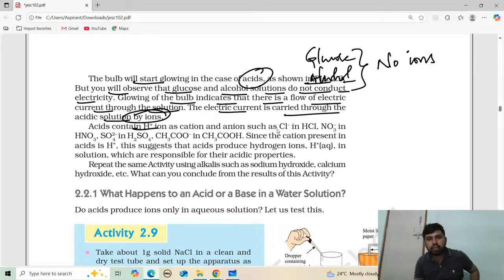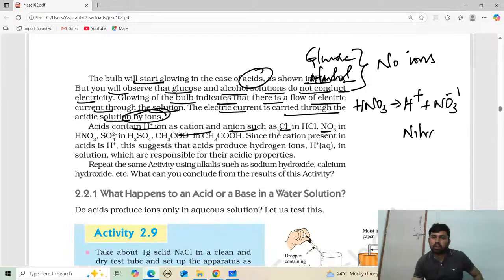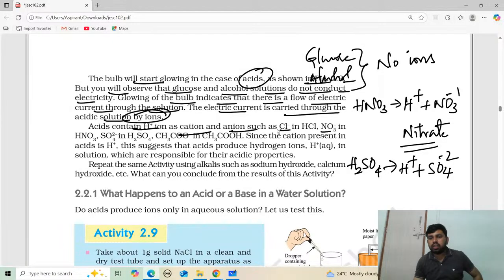So acids contain H plus ions and anions such as Cl minus and NO3 minus. If I take HNO3, this HNO3 will produce H plus ions and NO3 minus ions. These ions are called nitrate ions. Remember nitrate. In the examination, they can ask which ions are nitrate ions. Similarly, if I take H2SO4, it will produce H plus ions and SO4 minus 2 ions. Which ion are these, sir? These are sulfate ions. This question has already been asked about ions. Similarly, we have CH3COO minus. This is called acetate ion.